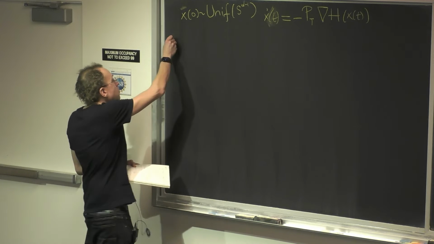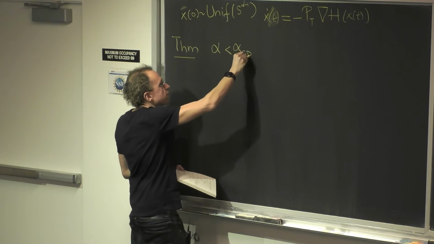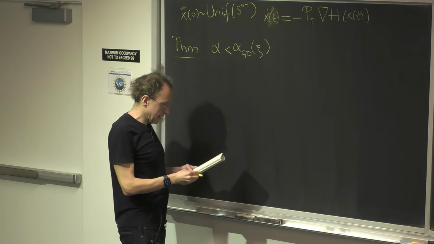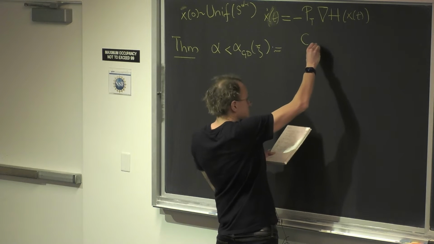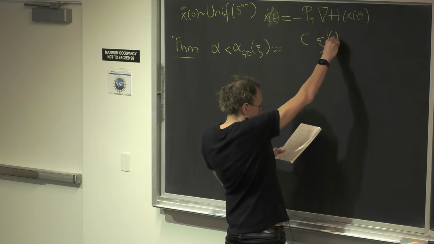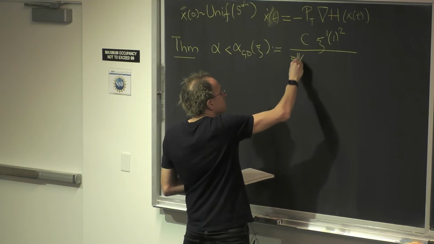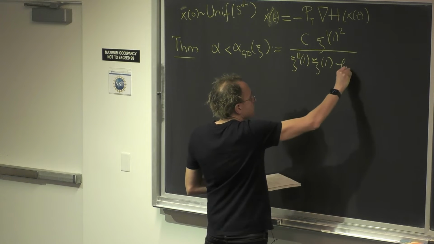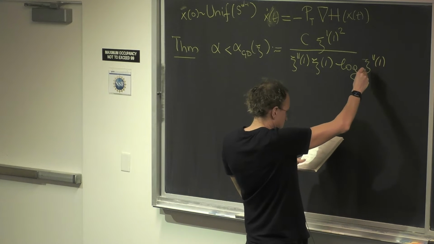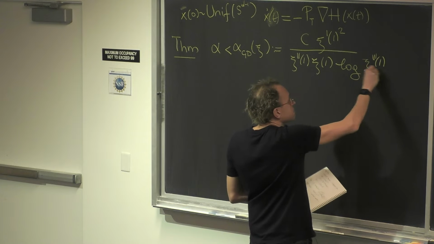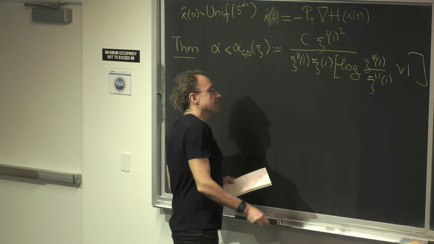And so, okay, this is the theorem that we have. There is a threshold that we call alpha GD of xi. And okay, I can write you a general formula for this. This is a constant times xi prime of 1 squared divided by xi second of 1, xi prime of 1, log of xi second of 1 over xi third, xi prime 1. Okay, there is some such threshold.